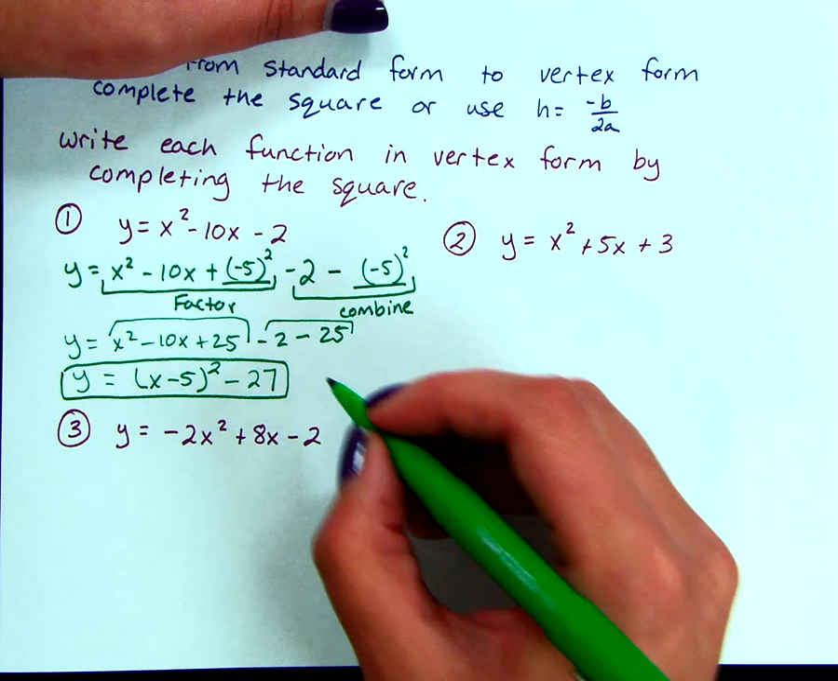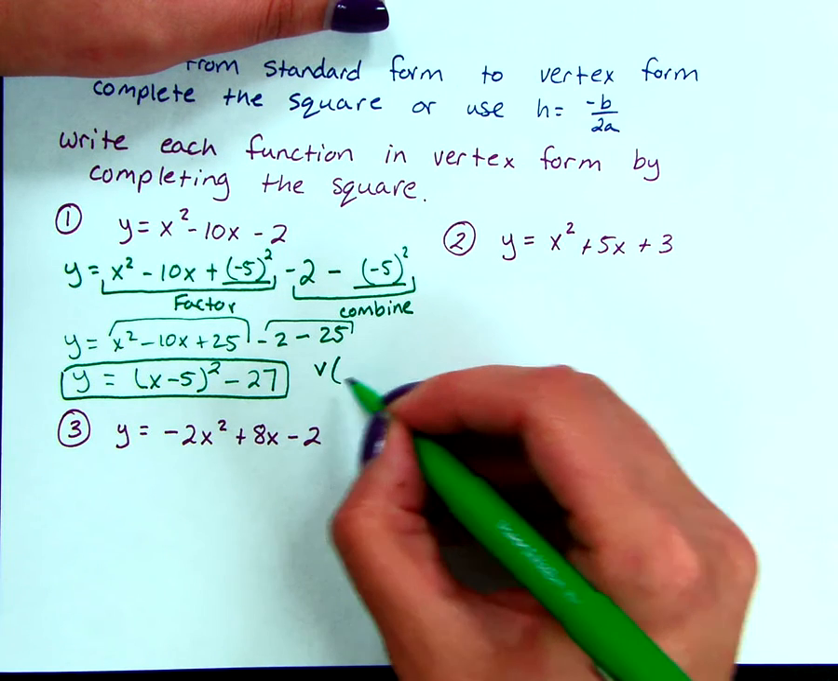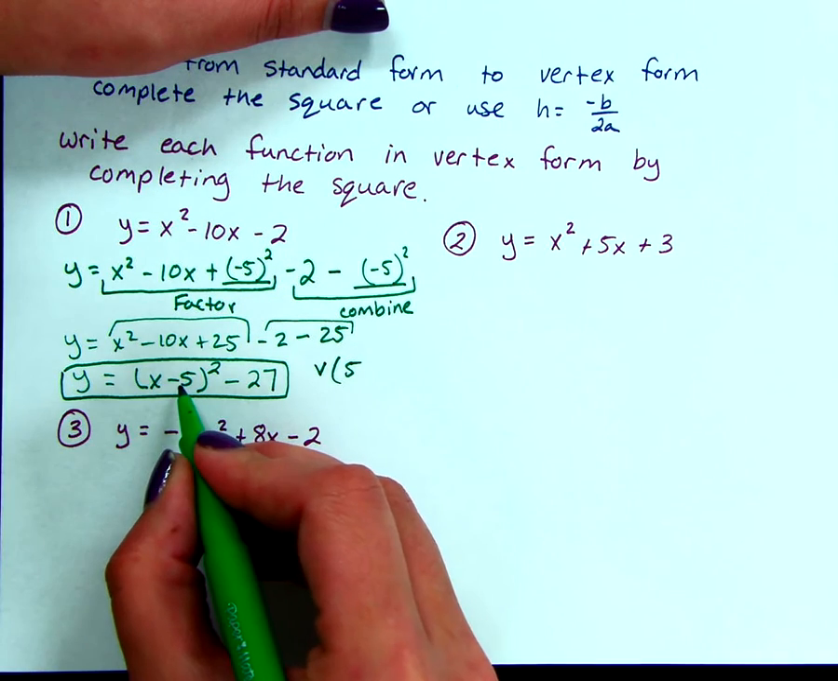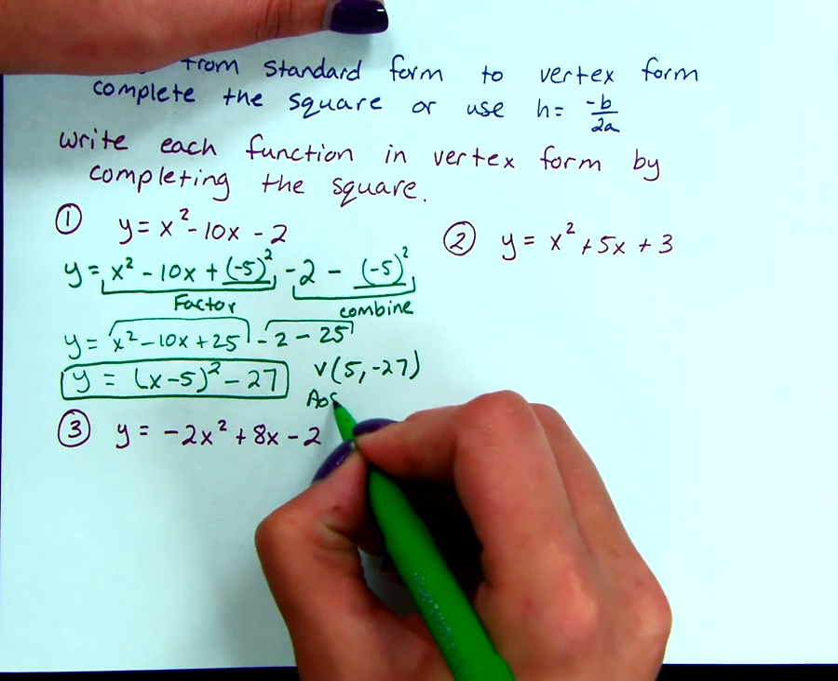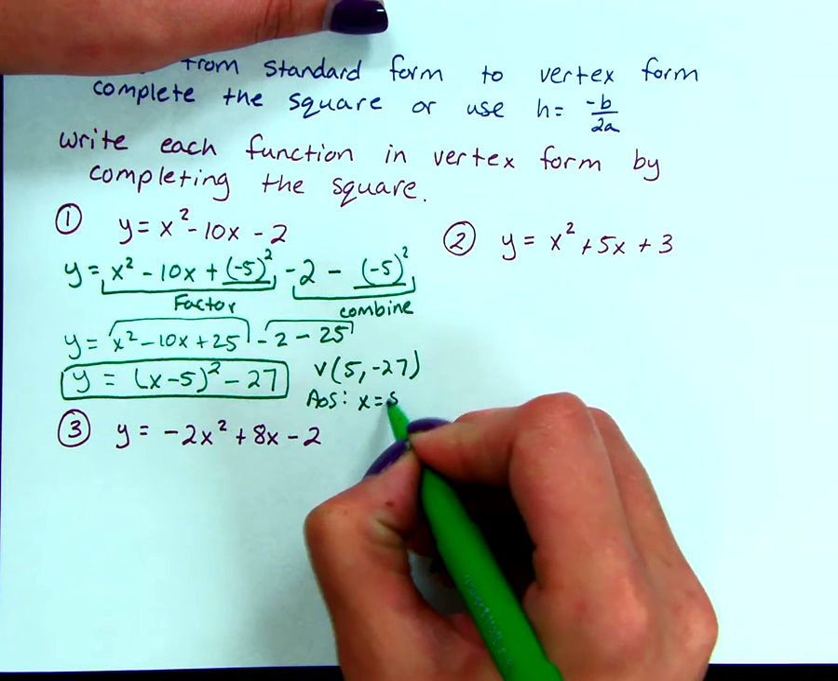And just again as a review, the vertex of this would be positive 5, so the opposite of the inside number, and then negative 27. And our axis of symmetry would be x equals 5.